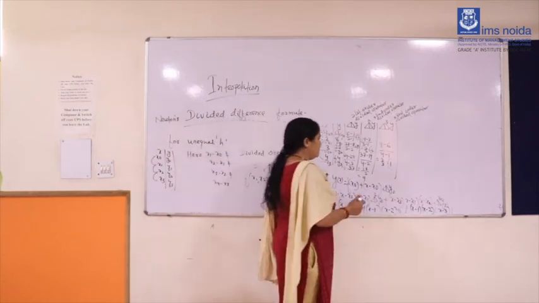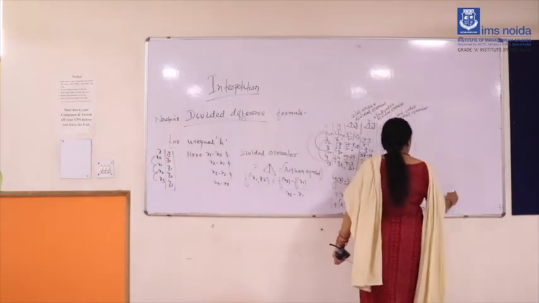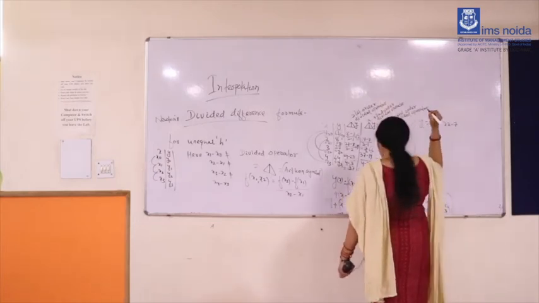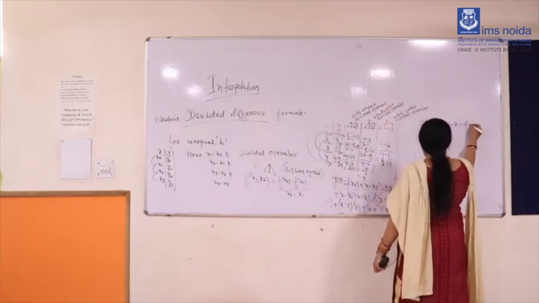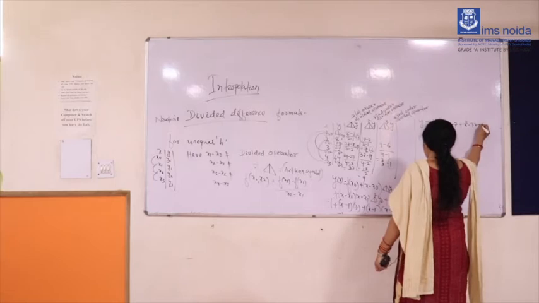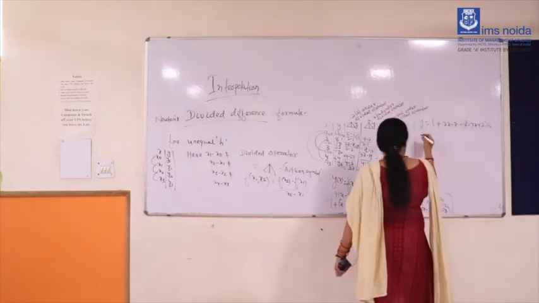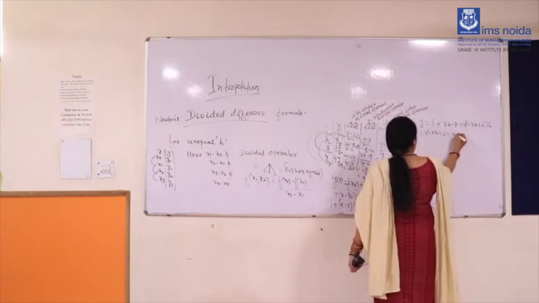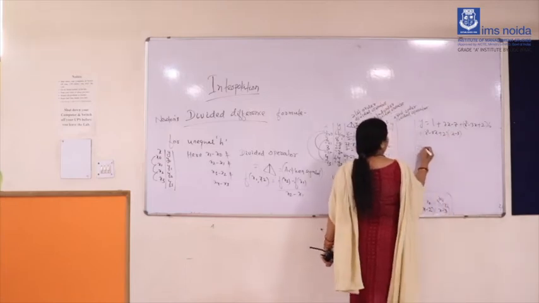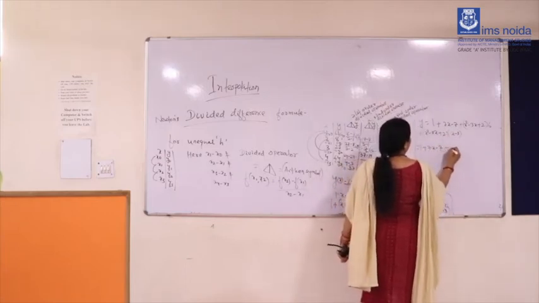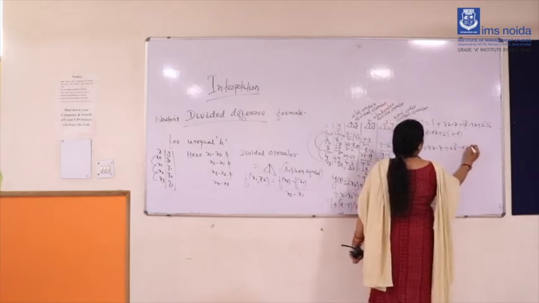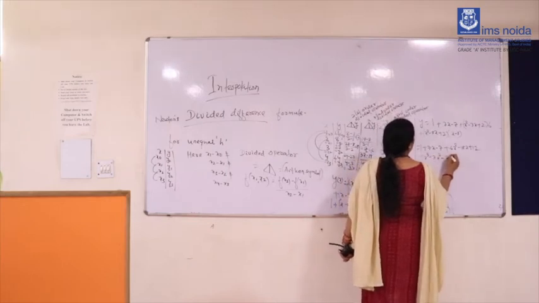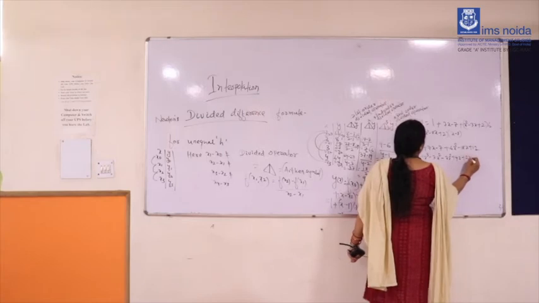So now you can calculate this formula: y equals 1 plus 7 into (x minus 7), plus (x square minus 3x plus 2) into 6, and then plus (x square minus 3x plus 2) into (x minus 3). That is your total polynomial: 1 plus 7x minus 7 plus 6x square minus 18x plus 12 plus x cube minus 3x square minus 3x square plus 9x plus 2x minus 6.